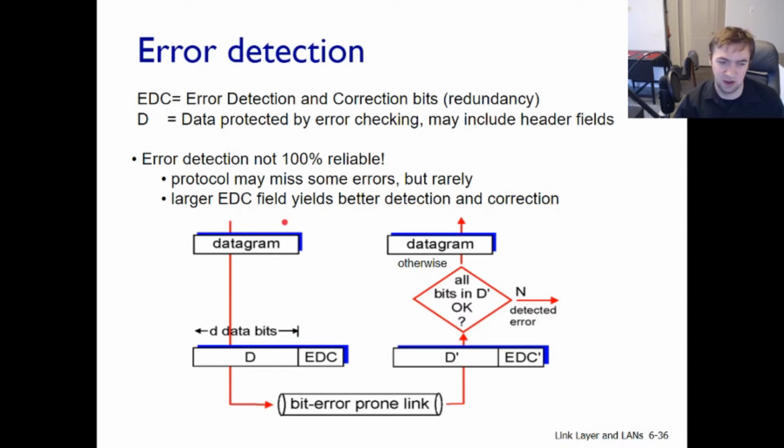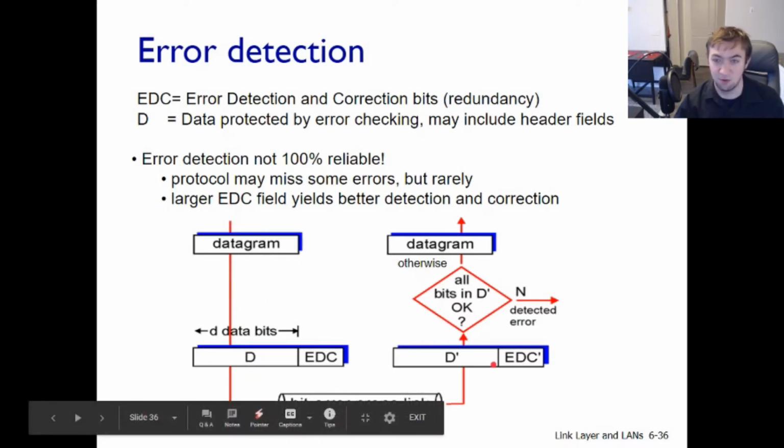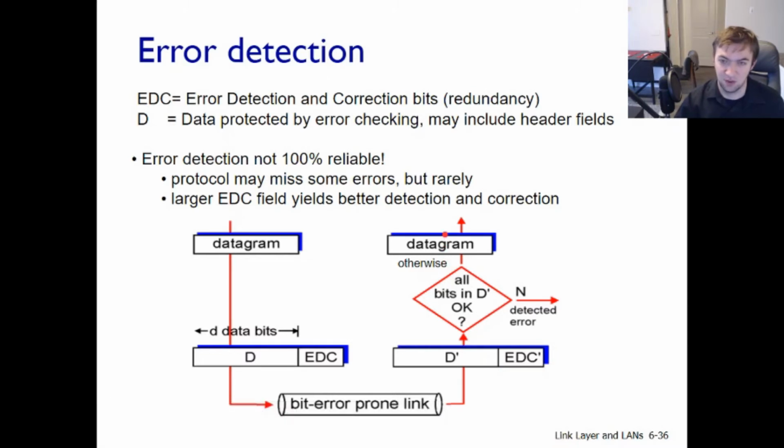So for any given datagram that has D data bits, there is a section included for error detection and correction. This gets sent along a bit-error-prone link along the bottom, and when it reaches the receiver, it receives its own data bits and its own error detection and correction bits, and then it tries to see, do all of these bits actually make sense with regards to the error detection and correction bits that were sent? If so, deliver the datagram. Otherwise, we've detected an error.